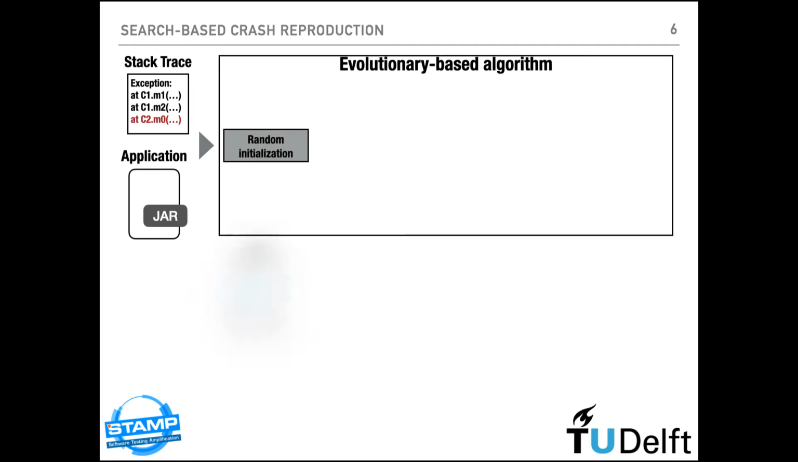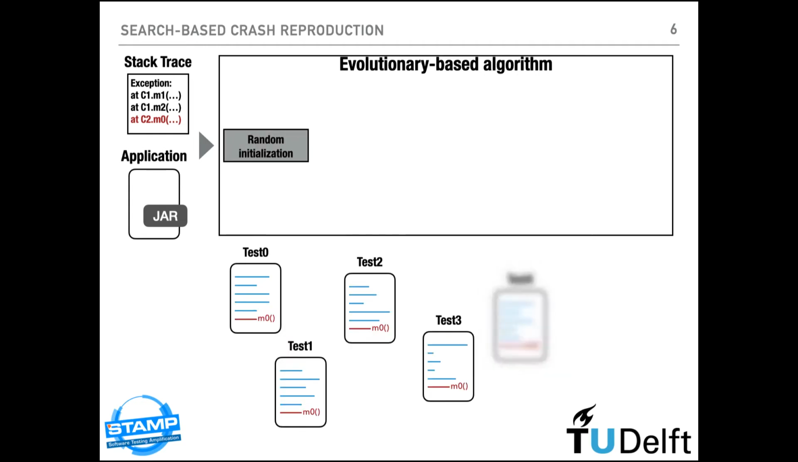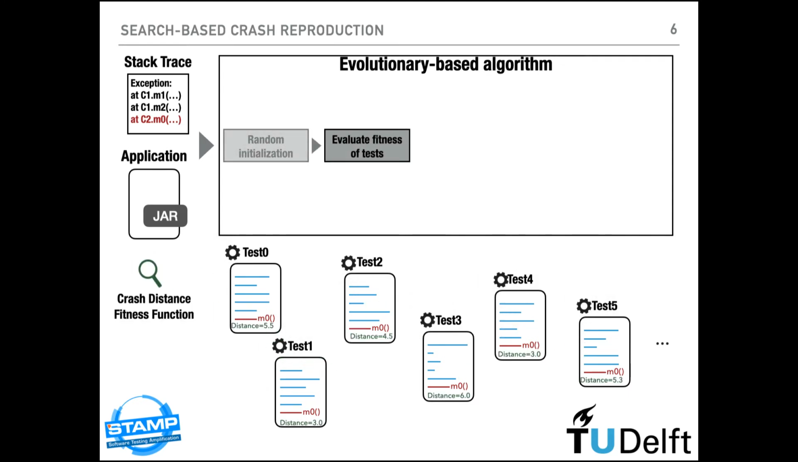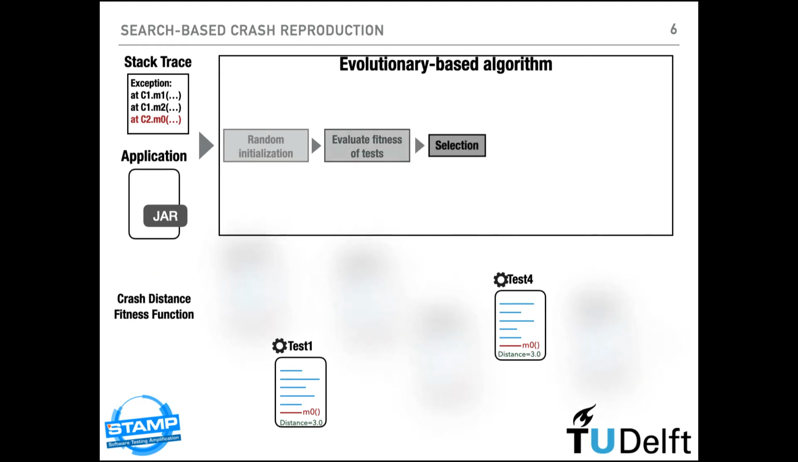First, it generates an initial population of test cases randomly. Next, it executes the generated test cases and evaluates their distance from reproducing a crash using a fitness function called crash distance. Test cases with the lower distance value will be selected for producing the next generation of tests.